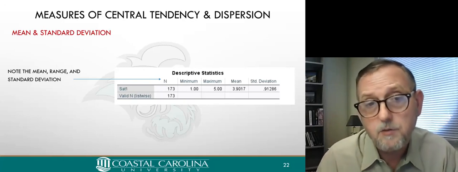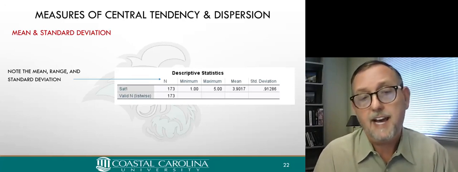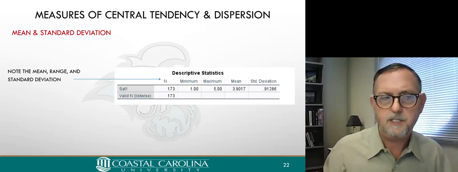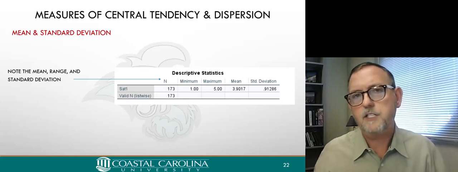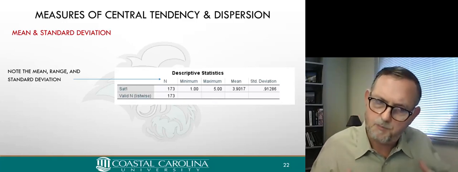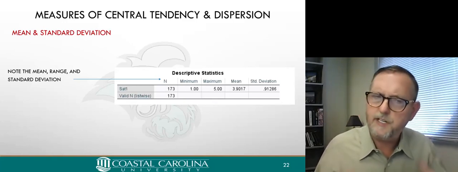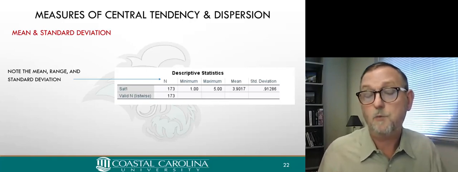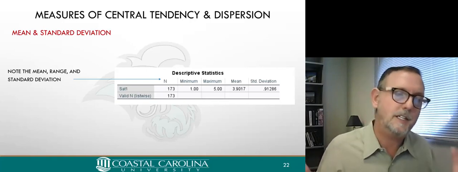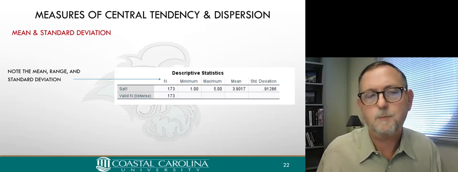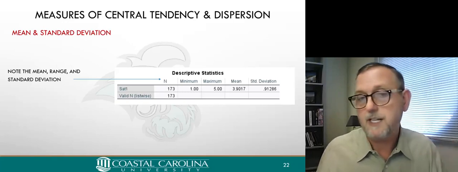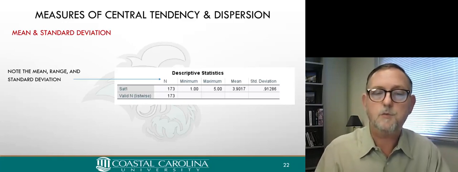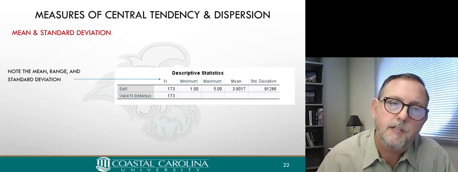You'll see the mean, 3.9017. That's the average score of the 173 respondents on this question. And we look at a standard deviation, which is the spread. Somewhere around 1 is usually what you want to see, though not necessarily; it just depends on what the scale is. But anyways, that's the spread of the data in numbers. Okay, the mean is what we look at the most.